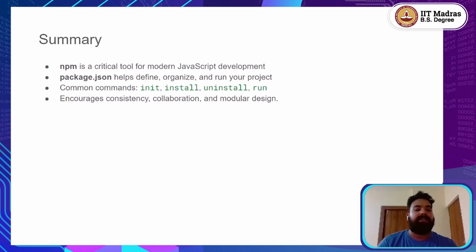Now we will get back to our slides. As we wrap up, let's take a moment to summarize what we have got. NPM is a critical tool in modern JavaScript development. It helps you manage packages and dependencies efficiently. The package.json file keeps your project organized and clearly defines what your project needs to run and develop effectively. Common commands like init, install, uninstall, and run form the foundation of working with NPM. Finally, NPM fosters consistency, collaboration, and modular design, making it an essential part of any developer's toolkit.